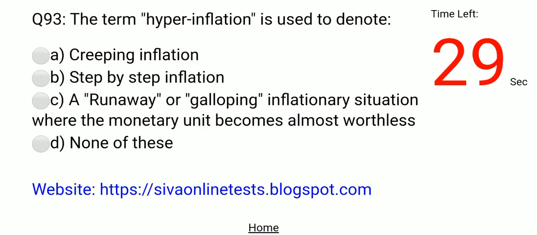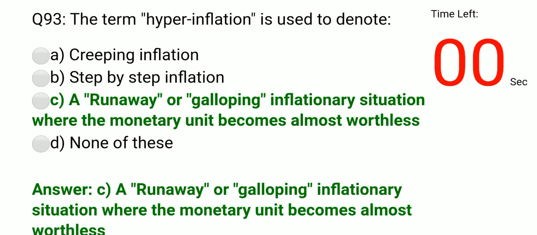Question 93. The term hyperinflation is used to denote. Options. A. Creeping inflation. B. Step-by-step inflation. C. Runaway or galloping inflationary situation where the monetary unit becomes almost worthless. D. None of these. Answer. C. Runaway or galloping inflationary situation where the monetary unit becomes almost worthless.